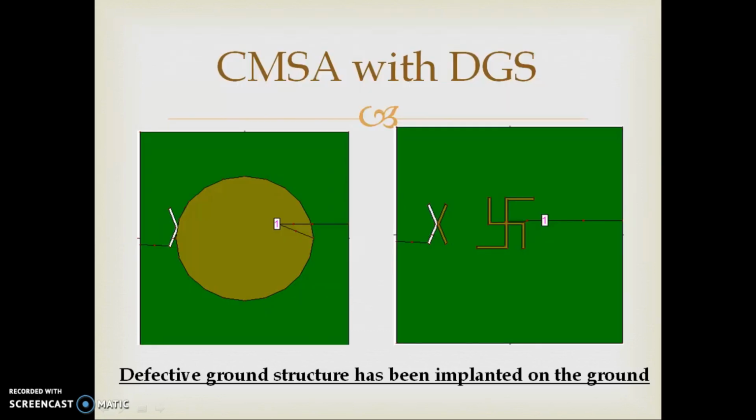After this, we have introduced two defective ground structures, or DGS. One is in the shape of a swastika, as you can see, and the other is an X. The DGSs make sure that the antenna resonates at multiple bands, as we are dealing with multiband wearable antenna applications.